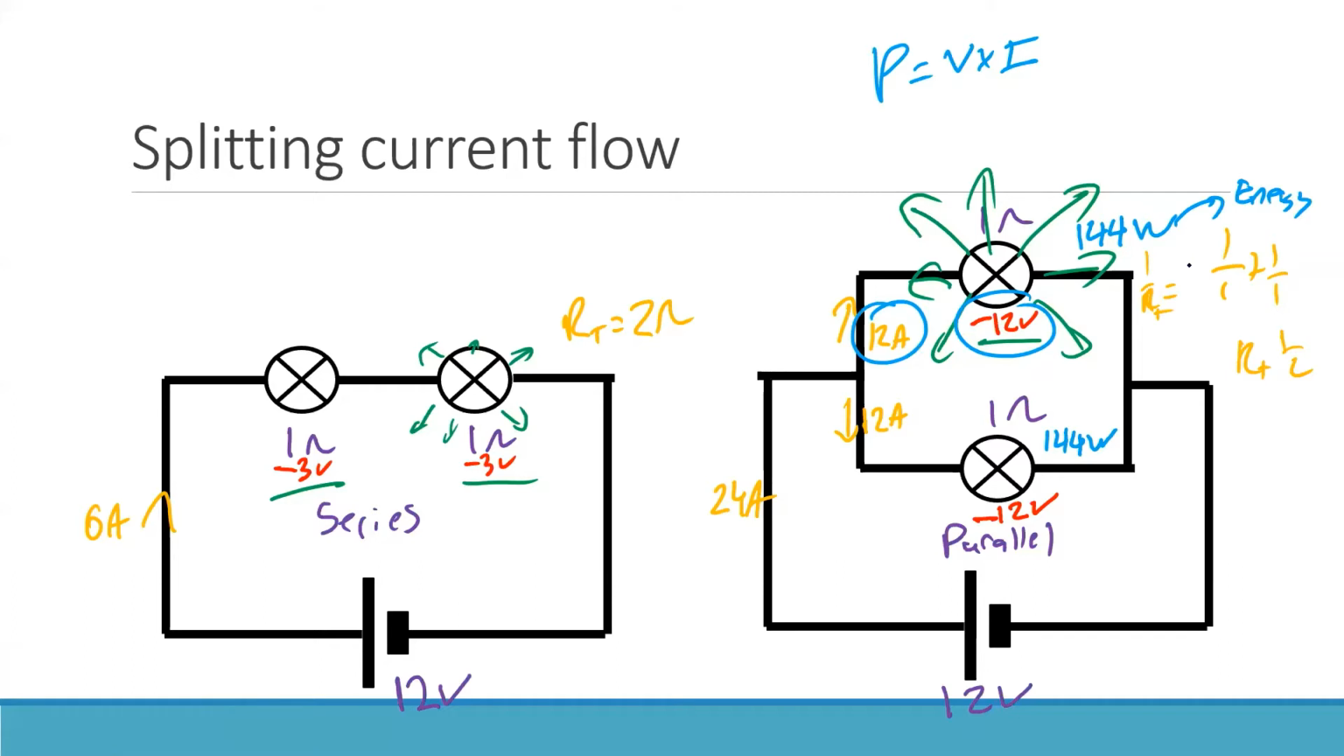Let's look at this one down here. This has 3 volts. Power equals voltage times current. This has 3 volts at 6 amps. 3 times 6 is 18 watts. So we can see straight away that there is far less power getting dropped over this resistor per second.